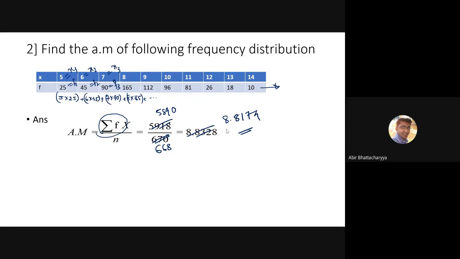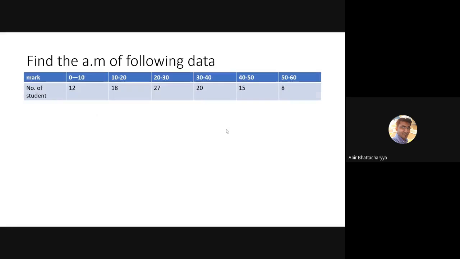All right, good. Okay, guys, I hope you can do it now. It's not a difficult task. Let's go forward. Now, this is the next question. Find the mean of the following data. Now, this data is continuous data. It's not discrete data.